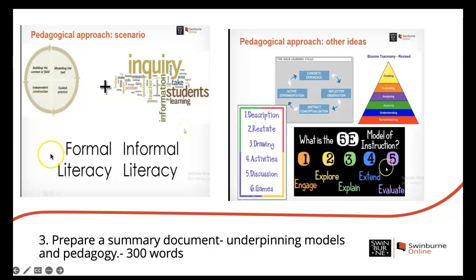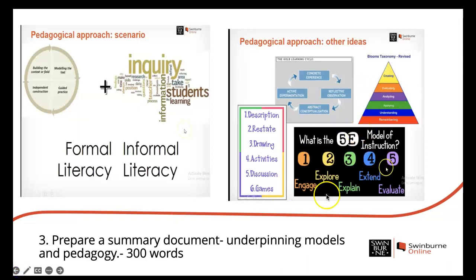So I might follow that teaching and learning cycle. I might take an inquiry approach. I might use something like Bloom's or the 5E model. So I have to have some sort of theoretical underpinnings or connections to models. There has to be a reason why you've chosen to do that.